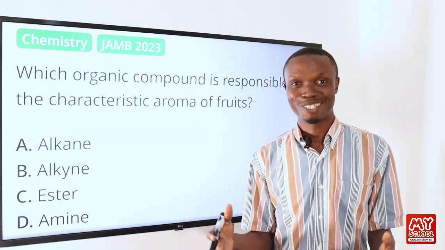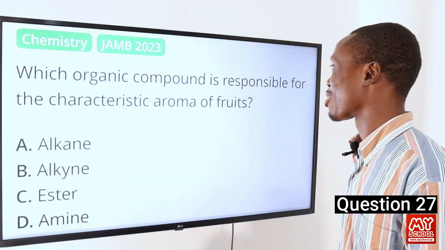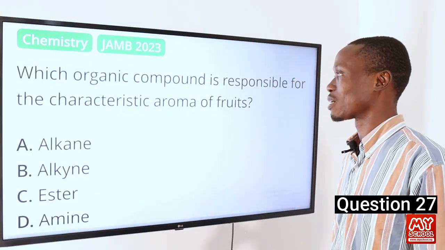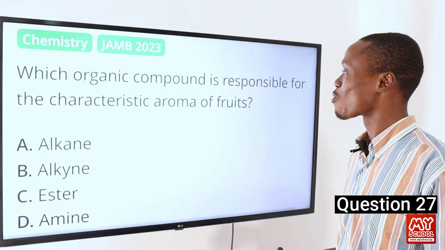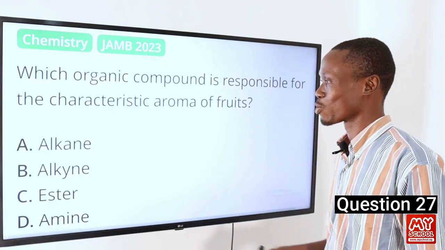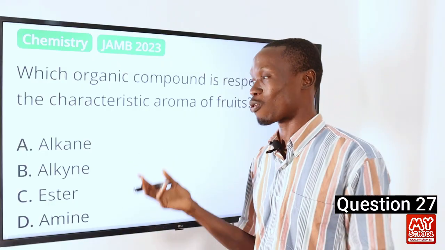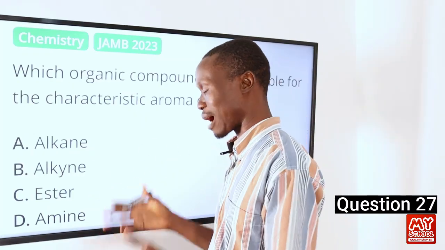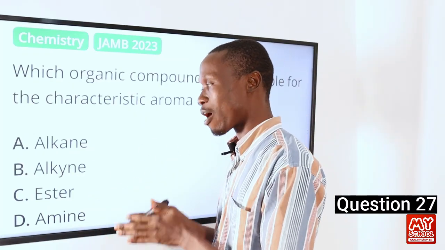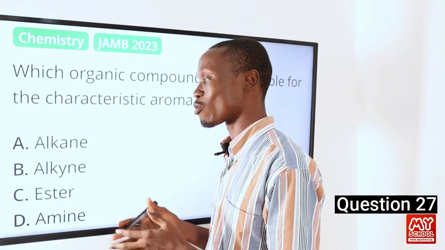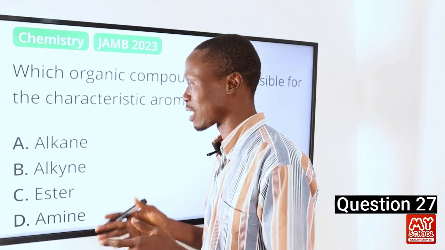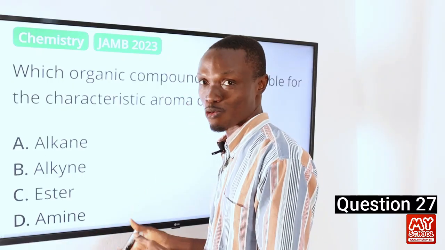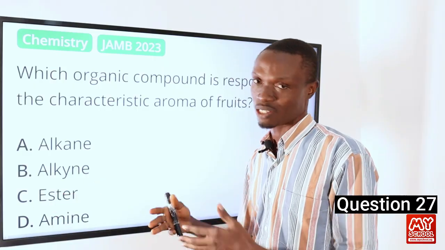Moving on to question 27. Which organic compound is responsible for the characteristic aroma of fruits? Okay, so option A, we have alkanes. Of course, alkanes are odorless, so the answer cannot be alkane. Option B, alkynes. So alkynes, they have sweet smells, but they are not the compound responsible for the characteristic aroma of fruits. Okay, C, we have esters.